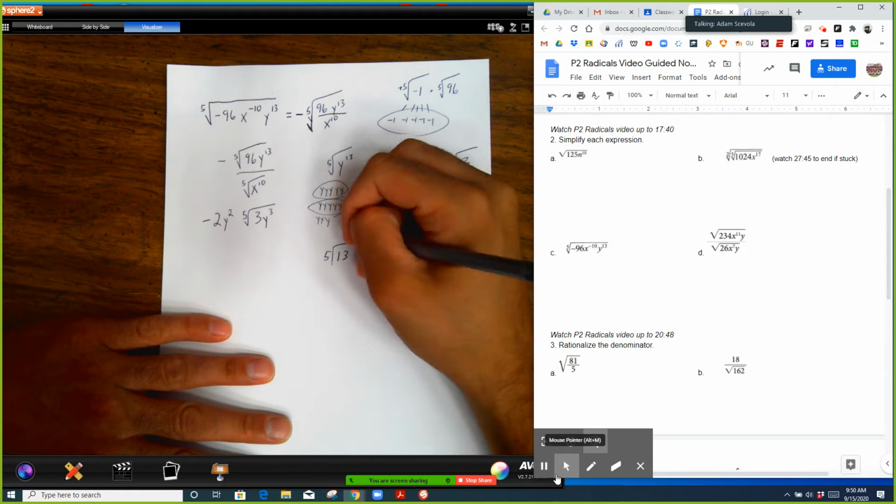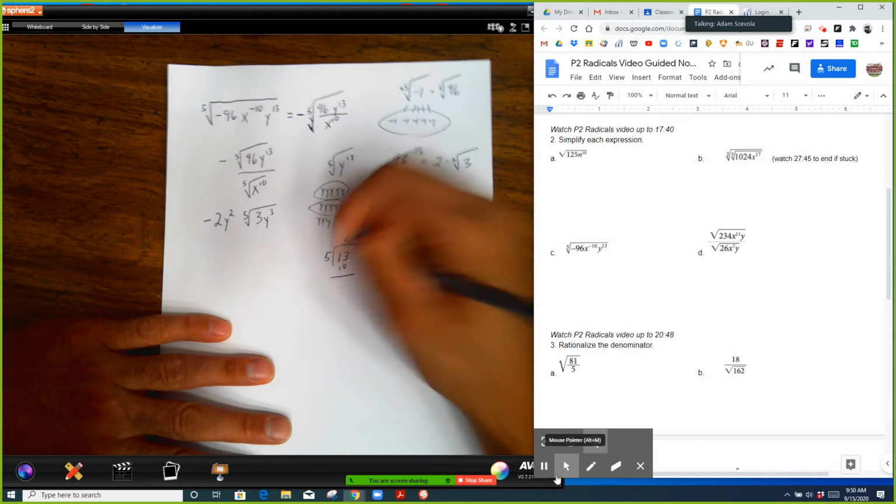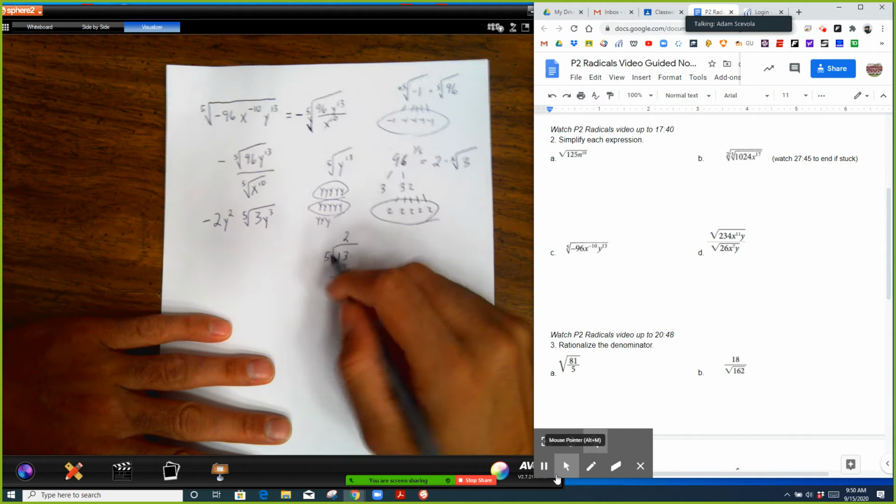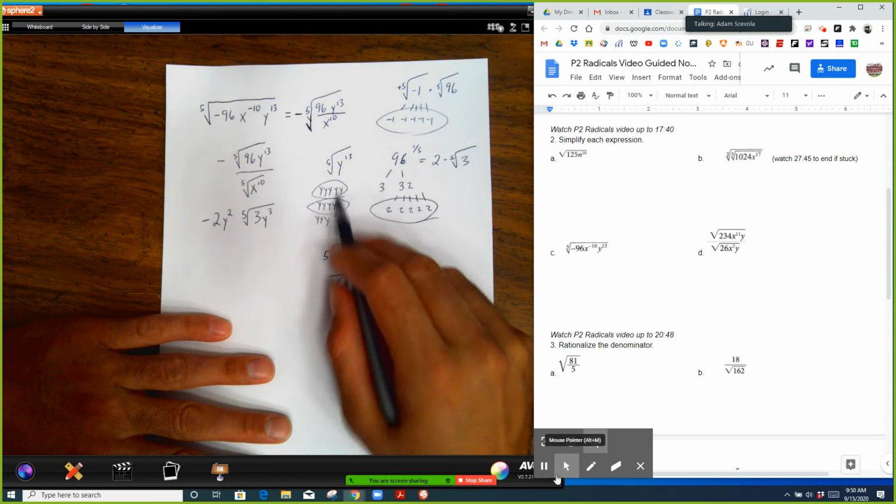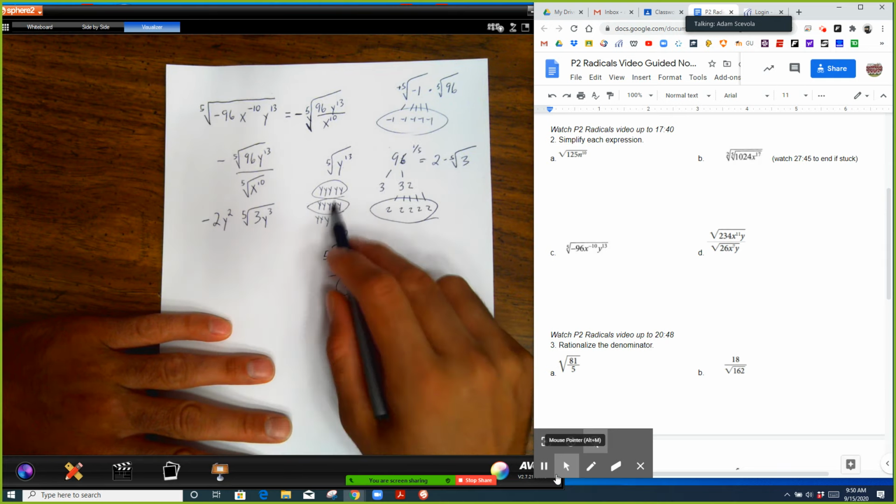And now we don't have any radicals in our denominator. This is completely simplified. We have no negative exponents. So that's the final answer.